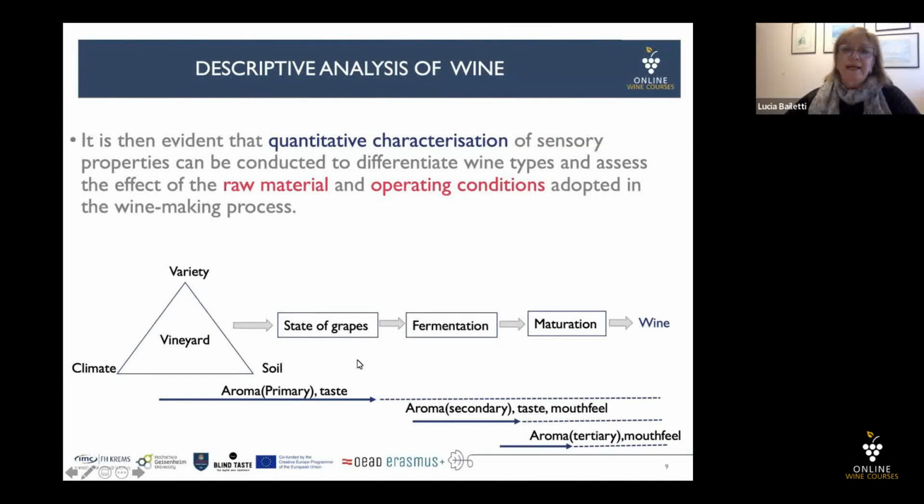So we have a characterization of aroma, primary aroma, and taste, for example, in grapes. Then in the fermentation section, we can identify secondary aroma, taste, and mouthfeel. In the last part of our wine, in the maturation, we can identify the tertiary aroma and mouthfeel, of course.